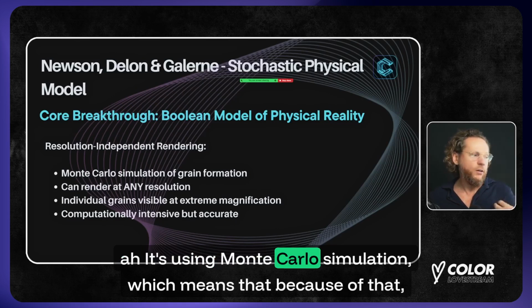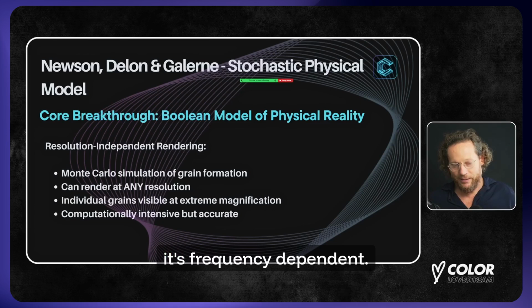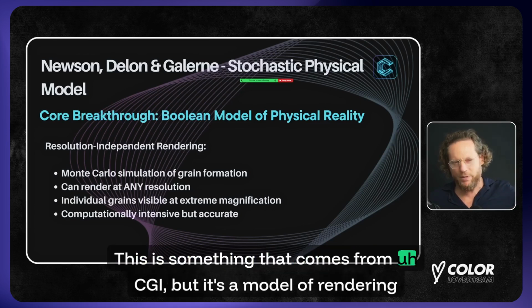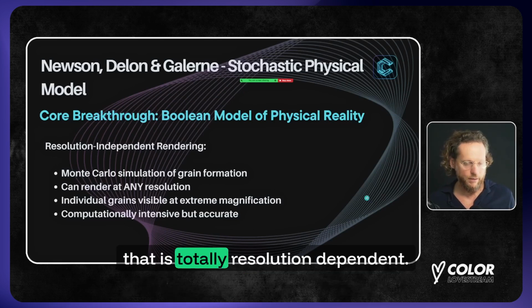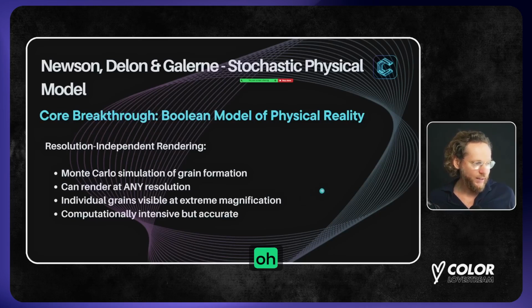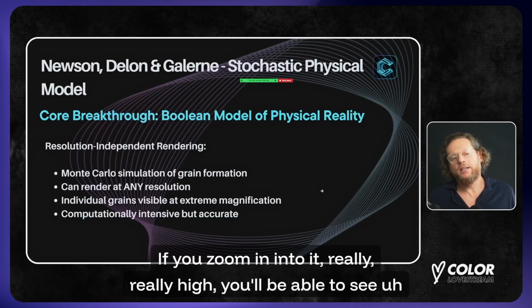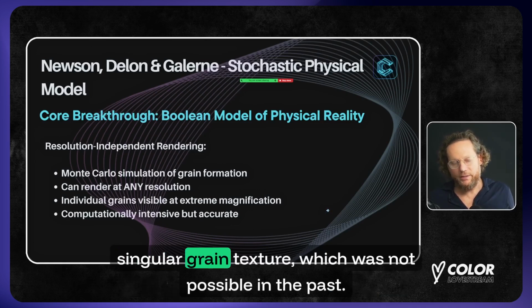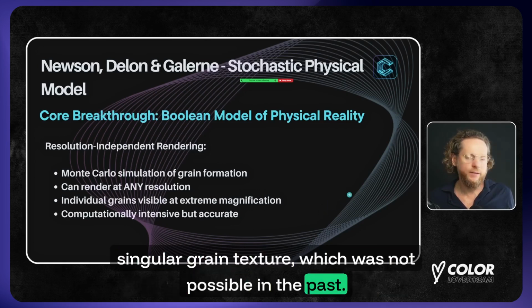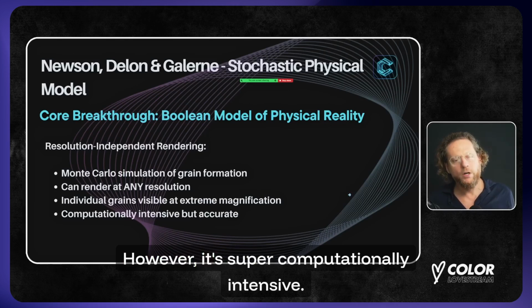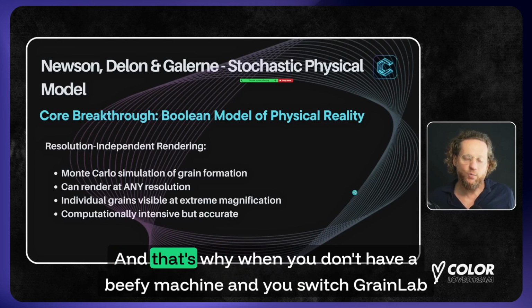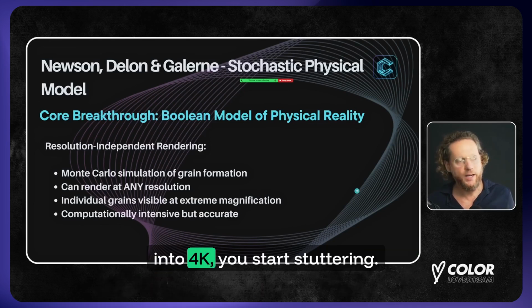It's using Monte Carlo simulation, which means that because of that, it's frequency dependent. This is something that comes from CGI, but it's a model of rendering that is totally resolution dependent. And if you zoom into it really, really high, you'll be able to see singular grain texture, which was not possible in the past. However, it's super computationally intensive, and that's why when you don't have a beefy machine and you switch GrainLab into 4K, you start stuttering.